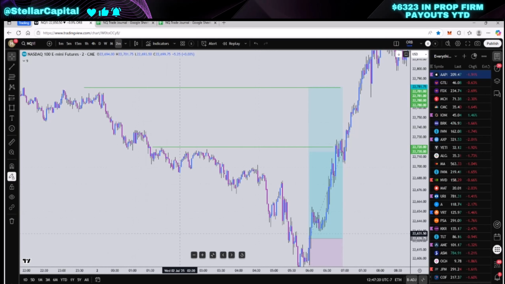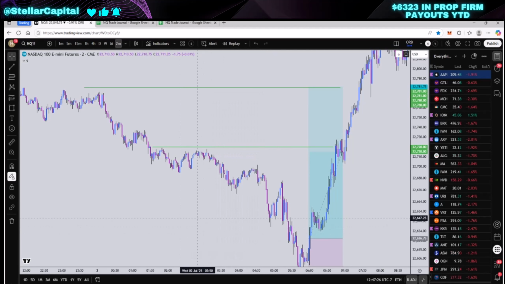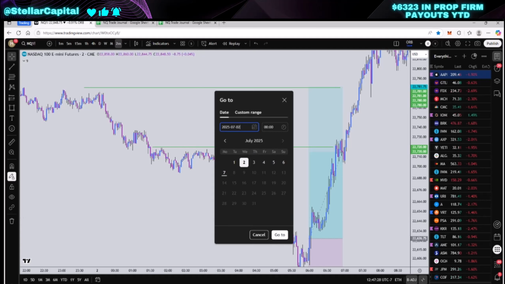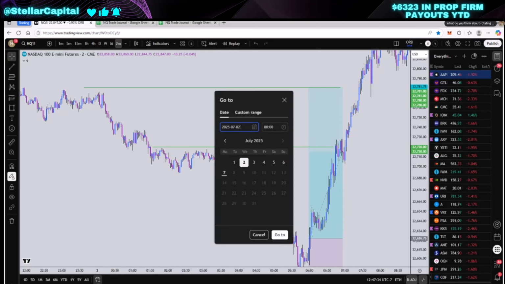So to go to the calendar, there's two ways. Just go, is it Alt G? Yeah, Alt G right there. Or you can go right here at the bottom where it says go to.